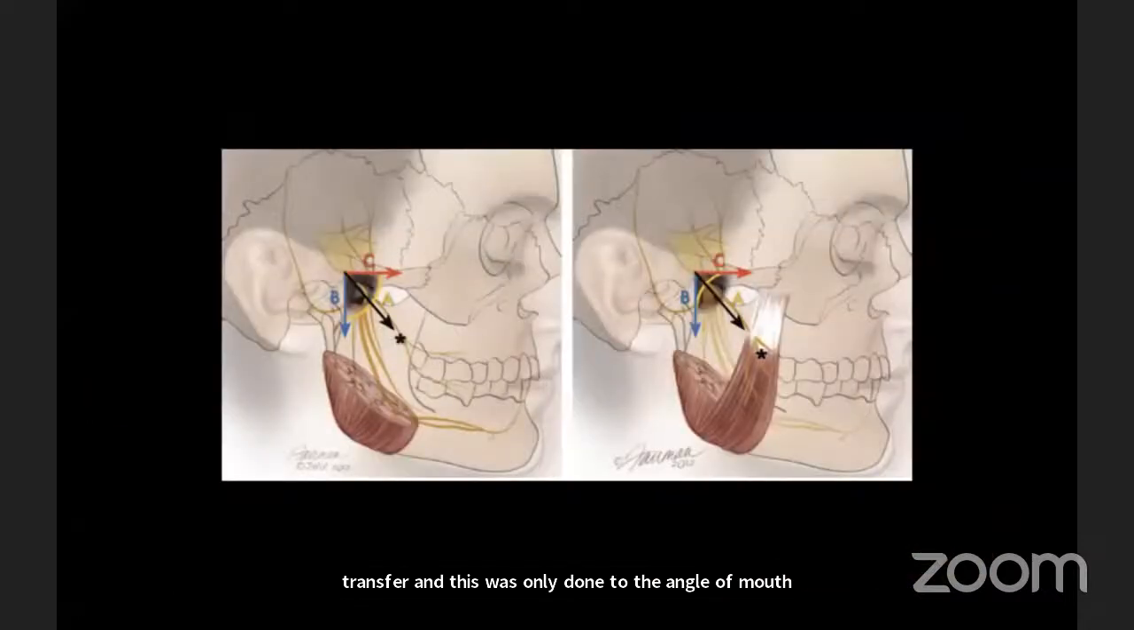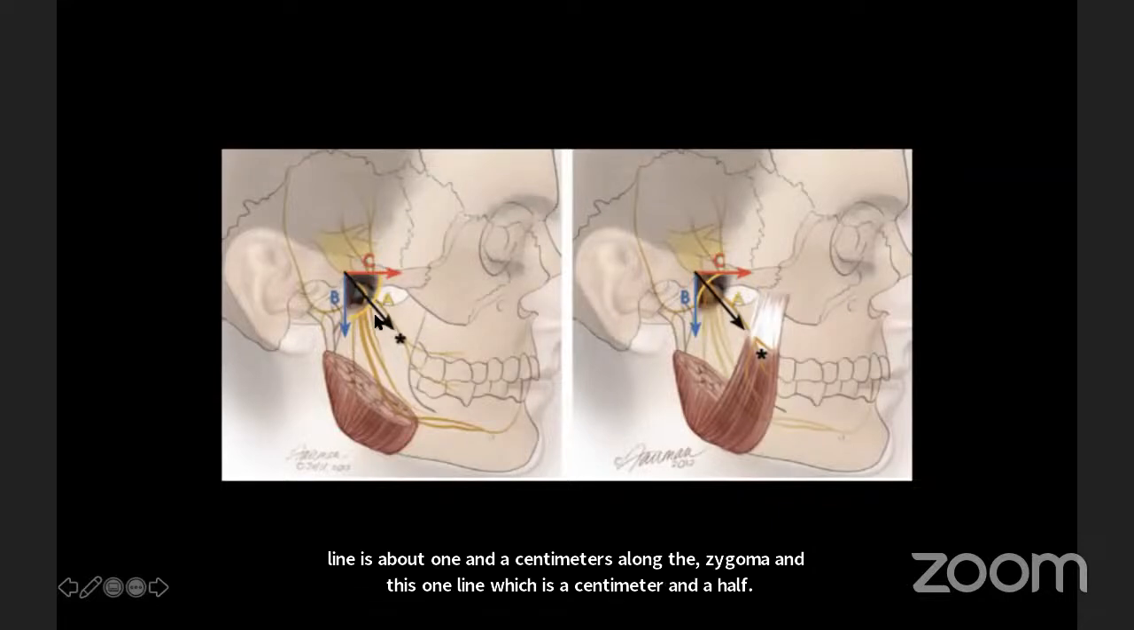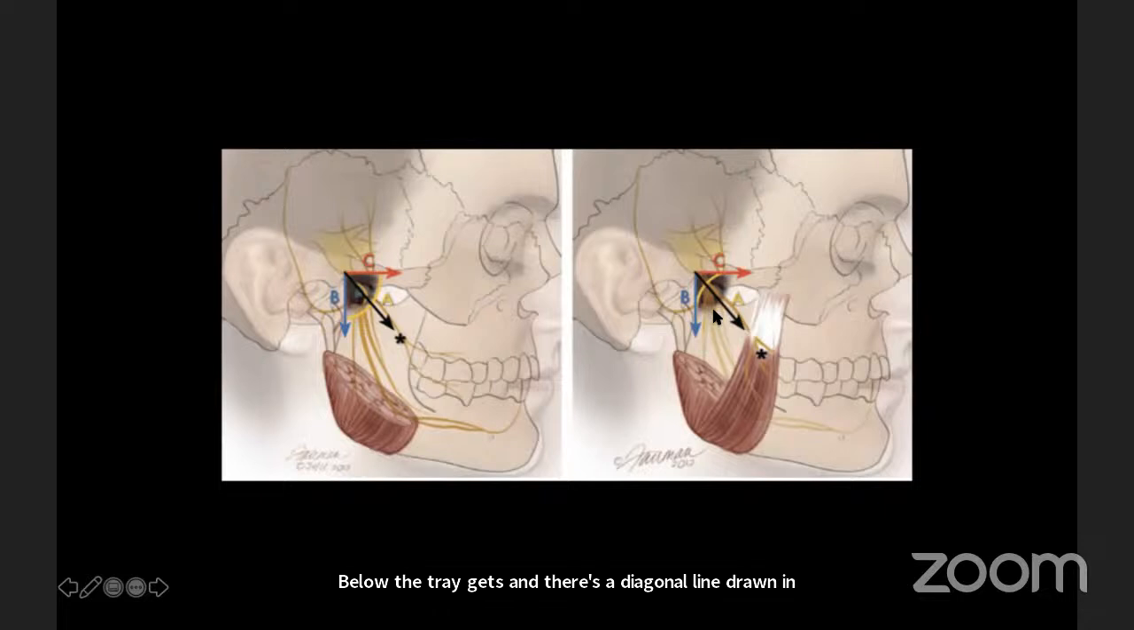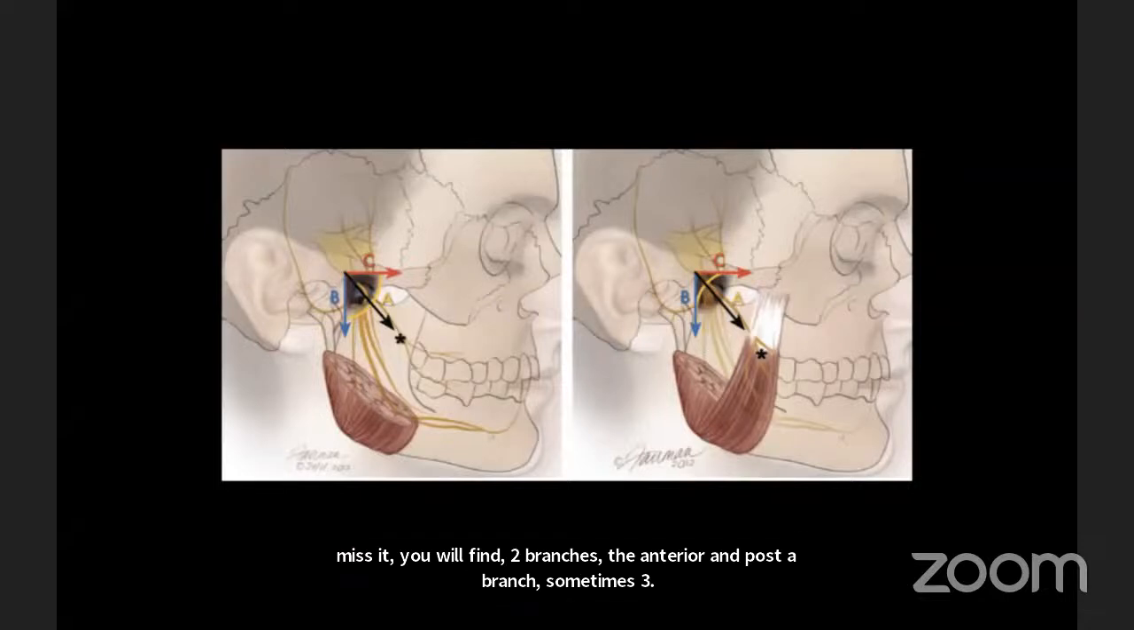So how do you identify the nerve to masseter? It's quite easy. You draw two lines. One line is about 1.5 centimeters along the zygoma, and there's one line which is 1.5 centimeters below the tragus, and there's a diagonal line drawn in between. And if you just dissect through to the nerve to masseter, you will find two branches, the anterior and posterior branch, sometimes three, and you just select one branch to connect to the facial nerve.